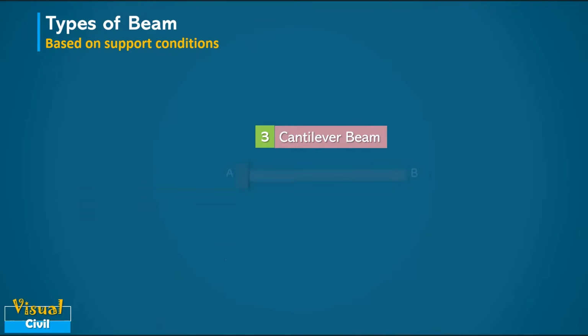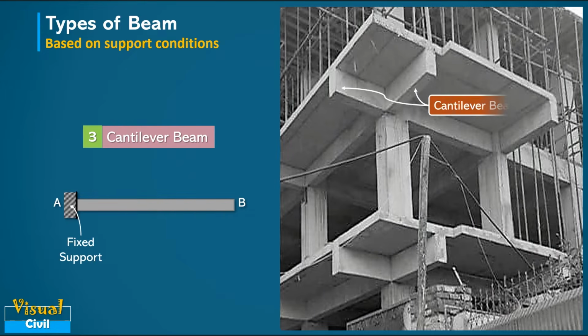Another type is the cantilever beam. A cantilever beam is fixed at one end and free at the other. This type of beam is commonly used in balconies, canopies, and projections where support is only available on one side. The fixed end must be adequately reinforced to resist bending and shear.